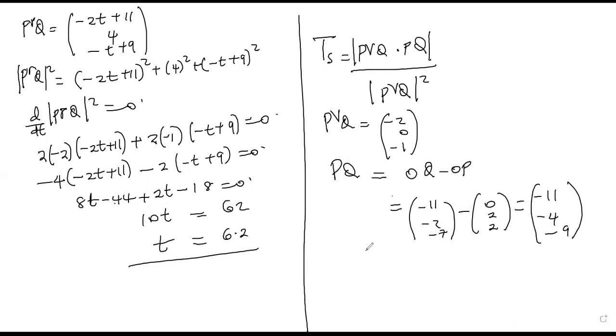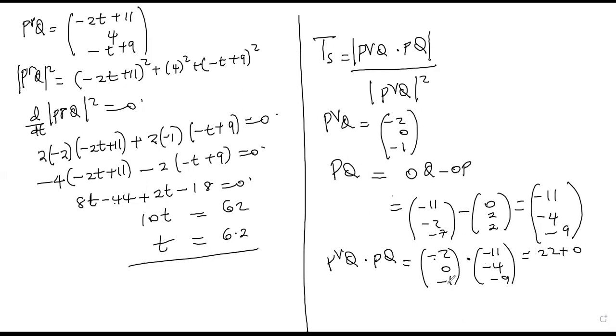After getting this, I first get the dot of PVQ and PQ. So PVQ dot PQ is going to be equaling to the dot product. So the dot product is PVQ negative 2, 0, negative 1 dot PQ, that is negative 11, 4, negative 9. So this is negative 2 times negative 11, that is 22, plus 0, then negative 1 times negative 9, that is positive 9. So this one gives you 31.